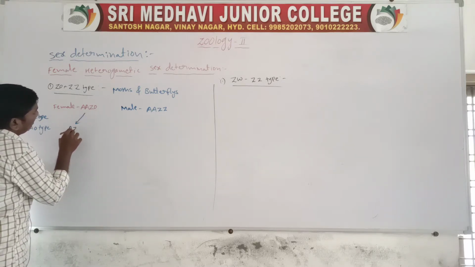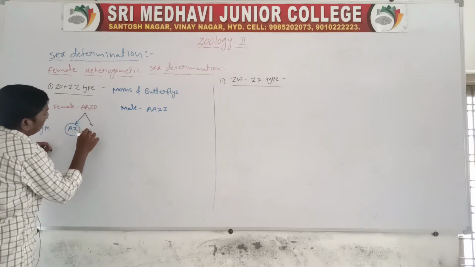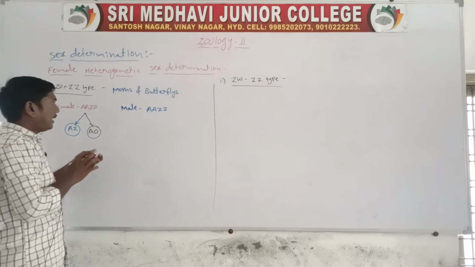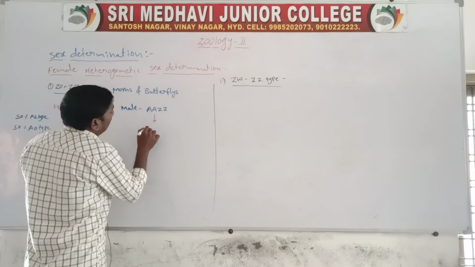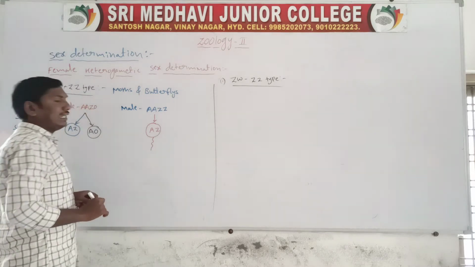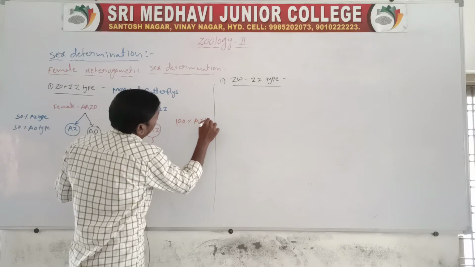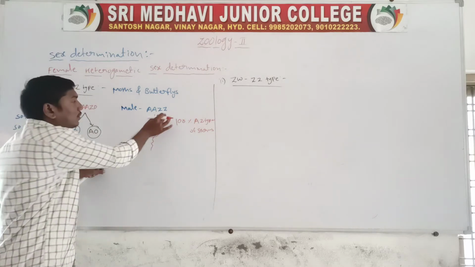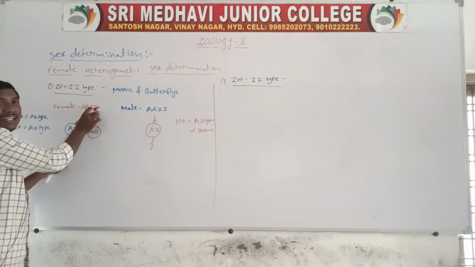50% AZ type ovum and 50% A0 type ovum. But the males produce 100% AZ type sperms, because these gametes are similar, so these chromosomes are similar. But the female chromosomes are dissimilar.